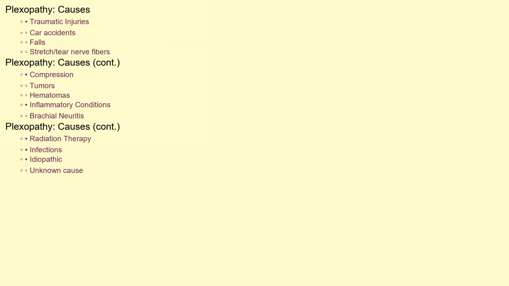So, what causes plexopathy? The reasons can vary significantly. Traumatic injuries like car accidents or falls are a common culprit, stretching or tearing the nerve fibers. Other causes include compression from tumors or hematomas, inflammatory conditions like brachial neuritis, radiation therapy, and even certain infections. Sometimes the exact cause remains unknown, classified as idiopathic plexopathy.